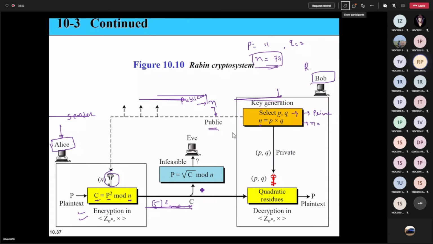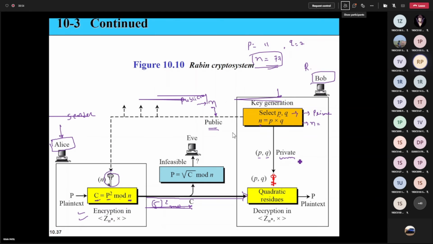The ciphertext C has been received by Bob. Now what will Bob do? Bob has the pair of P and Q. This pair of P and Q is the private key.